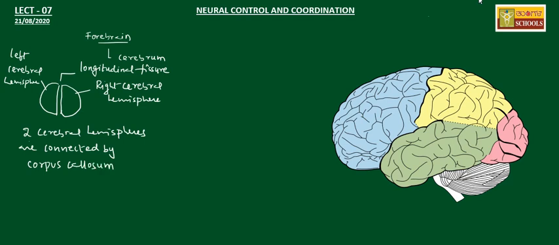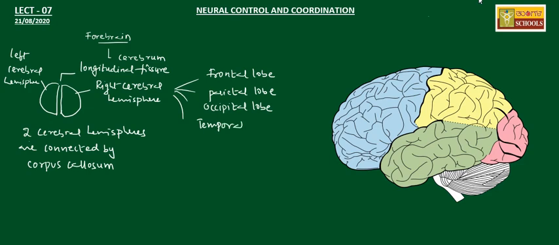Now in the cerebrum, corresponding to the bones of the cranium, we have four different regions in each of these cerebral hemispheres. Each cerebral hemisphere shows four regions. One is called the frontal lobe, another is called the parietal lobe, another is the occipital lobe, and another is the temporal lobe. So these are the four regions here.